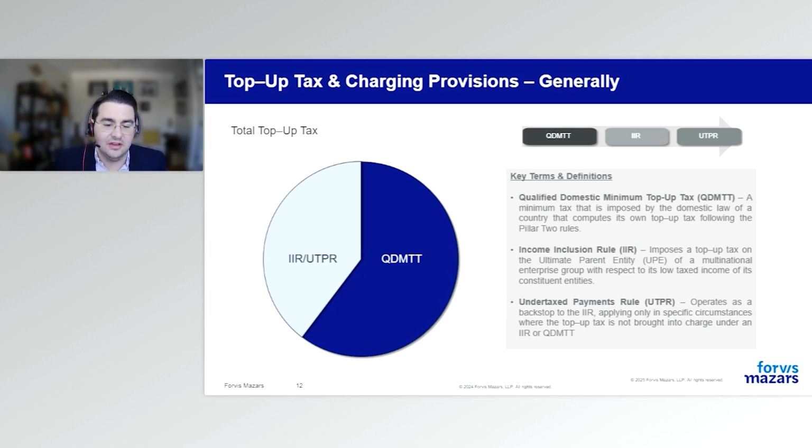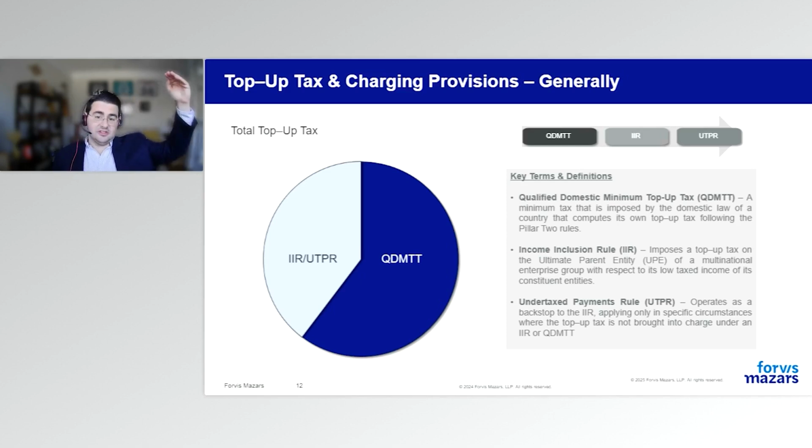So in previous sessions, we talked about the charging mechanisms, and that's what the IIR and UTPR are premised on. The foundation of Pillar 2 is set up where everybody in an M&E group is subject to Pillar 2. It's just a matter of who gets to charge the tax on behalf of that, and that's really based off the QDMTT, which is a local country law, right? That tax law imposes top-up tax only for that local jurisdiction.